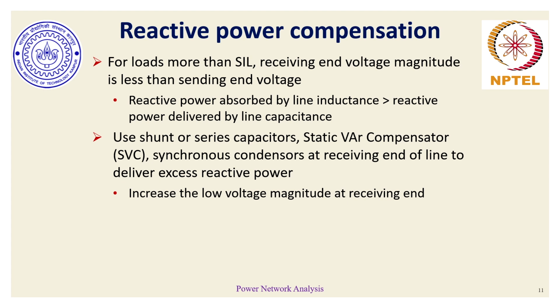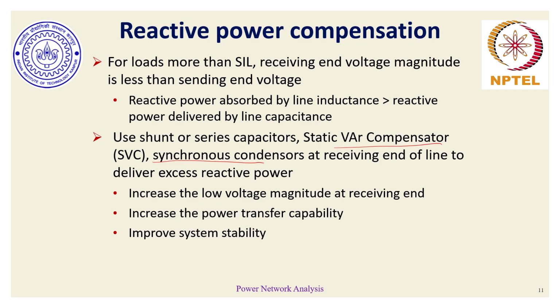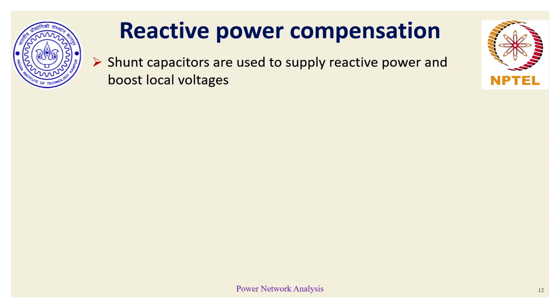So we would need shunt capacitors or series capacitors, or for that matter, static var compensators, or we have also seen synchronous condensers, which are actually synchronous motors operating at no load at the receiving end of the line, so that according to the need of reactive power at the receiving end, the voltage at the receiving end can be boosted up or brought down depending on the requirement. This increases the magnitude of the receiving end voltage and can also help in increasing the power transfer capability and improve system stability, which we will see in the last module of stability analysis.